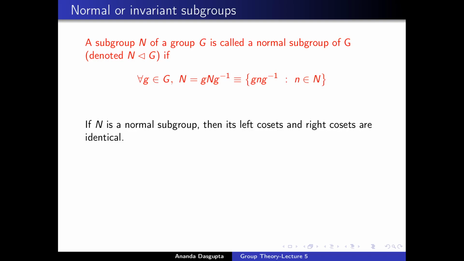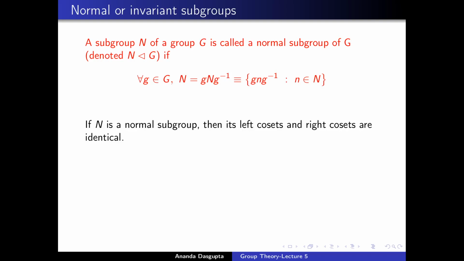Now, since this definition tells you that capital N is conjugate to itself, no matter which small g you use, you always end up with small g capital N equals capital N small g. And therefore, for a normal subgroup, the left cosets and right cosets have to be identical.